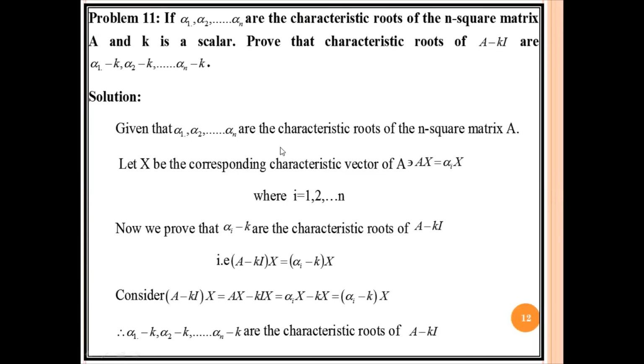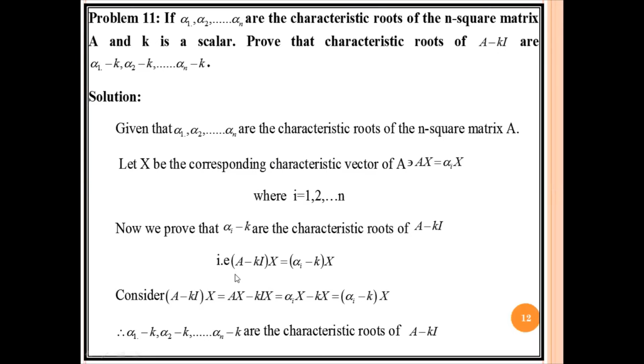So take the given characteristic roots. For every characteristic root, there exists a characteristic vector X, which satisfies the equation Ax is equal to alpha i x. This is not a single characteristic root; they are given as n. That's why we have taken alpha i, where i is equal to 1 to n. Now what we want to show is that alpha i minus k are the characteristic roots of the matrix A minus kI.